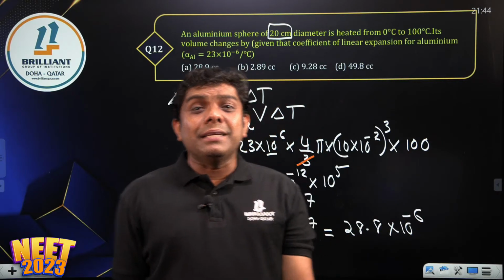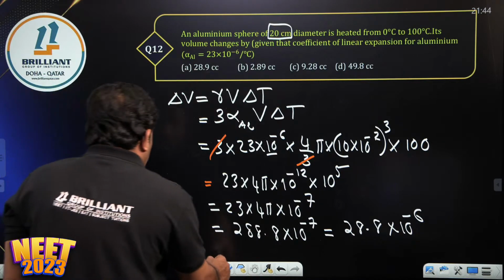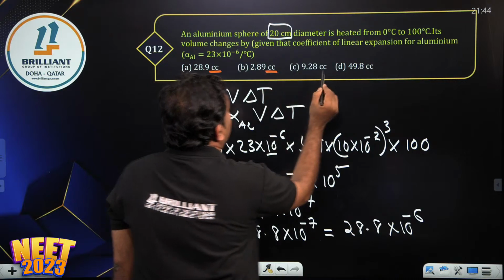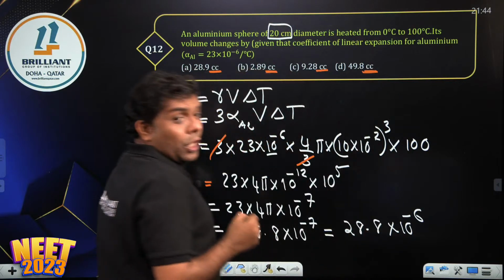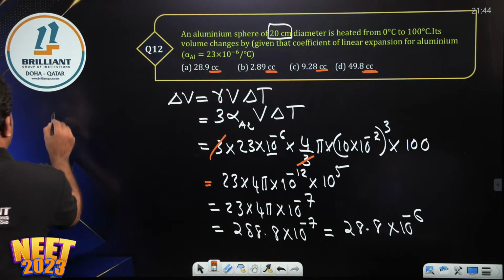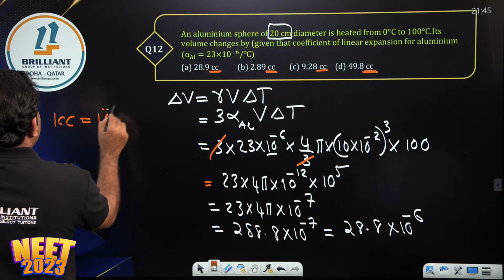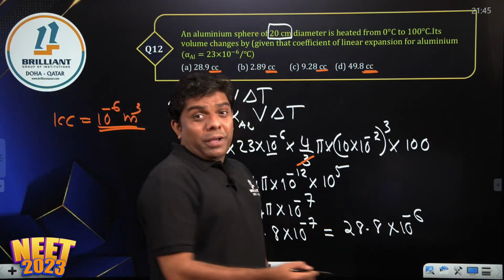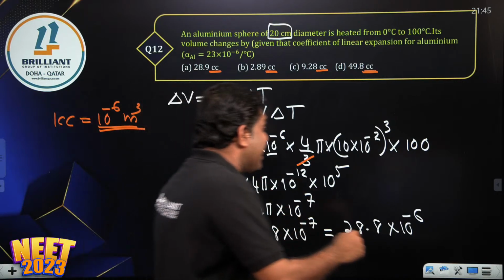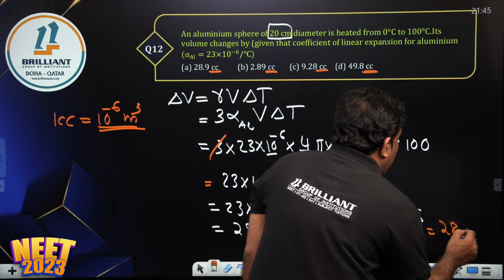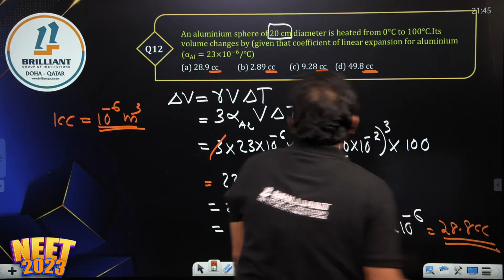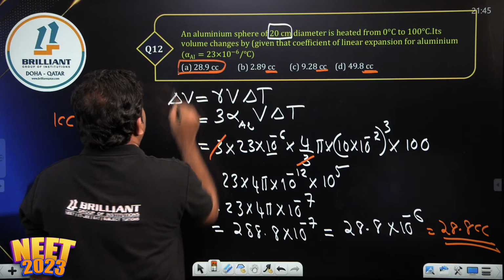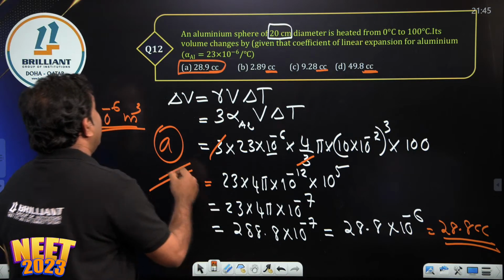See, why sir are we writing minus 6? Please dear, there is cc. Anyone know what is cc? cc means cubic centimeter. You know, 1 cubic centimeter, 1 cc, means 10 raised to minus 6 meter cube. So we can say 28.8 into 10 raised to minus 6, that is 28.8 cc. So the right answer is 28.9 cc. So option A is the right one.